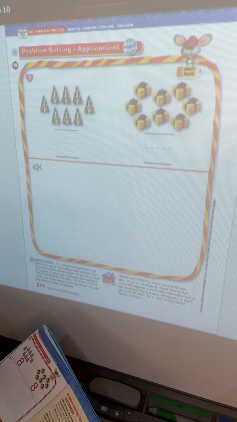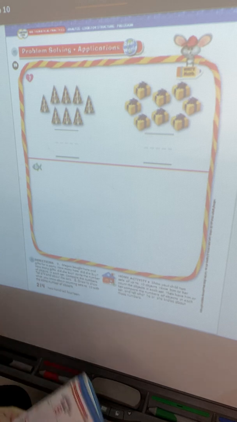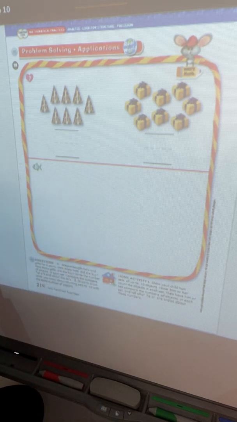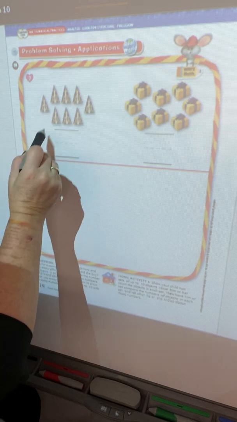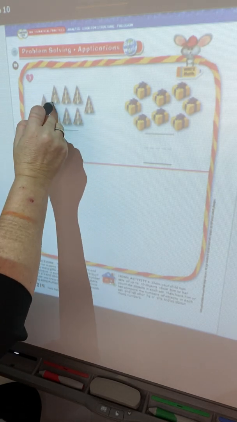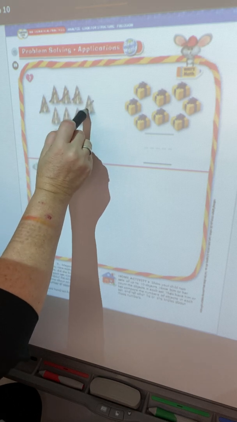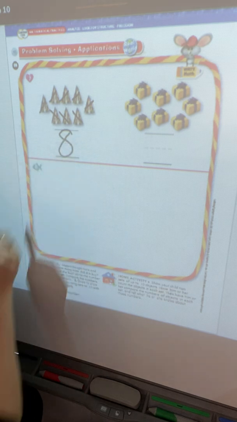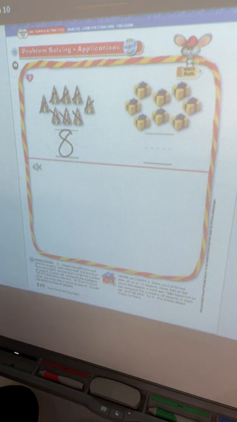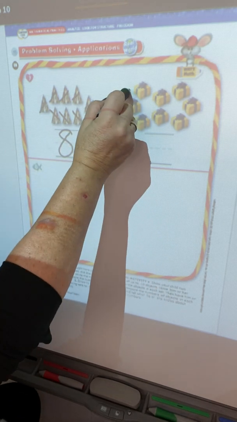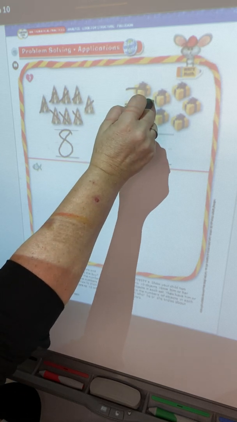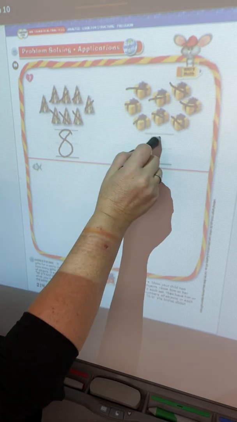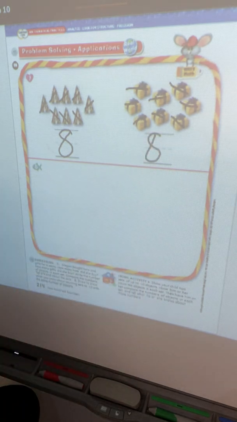We're going to write the number of objects for each set, and then we're going to compare them. So let's go ahead and start with the hats. We're going to cross out because they're not in an easy line to count. So 1, 2, 3, 4, 5, 6, 7, 8. So let's go ahead and write that there are 8 hats. The presents, let's count. 1, 2, 3, 4, 5, 6, 7, 8. There are 8 presents.